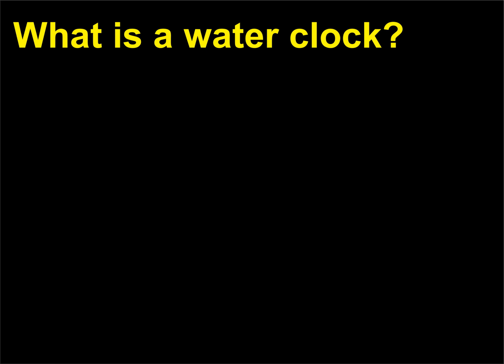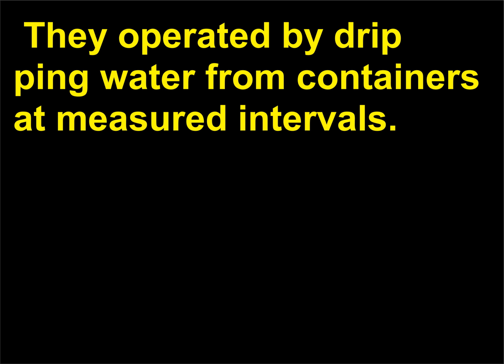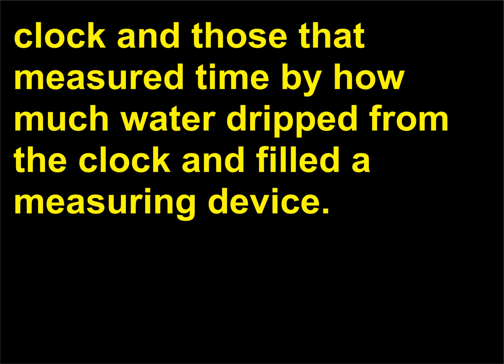What is a water clock? Water clocks were the first clocks that didn't rely upon sunlight, as with sundials, to tell time. They operated by dripping water from containers at measured intervals. There were two key types of water clocks: those that measured time by the amount of water remaining in the clock, and those that measured time by how much water dripped from the clock and filled a measuring device.